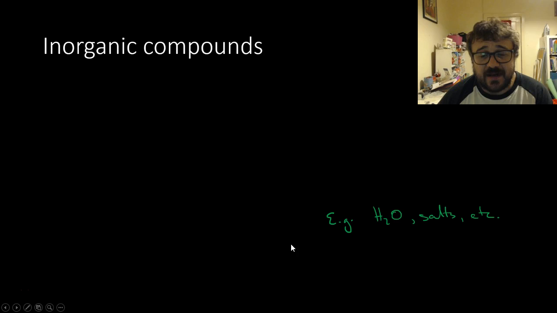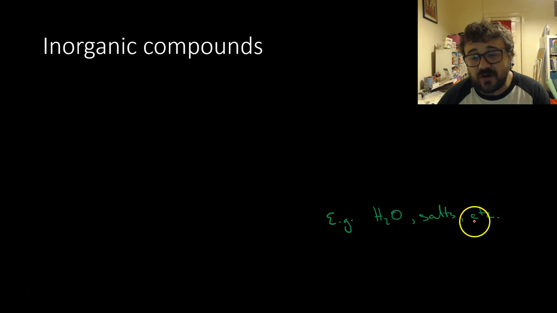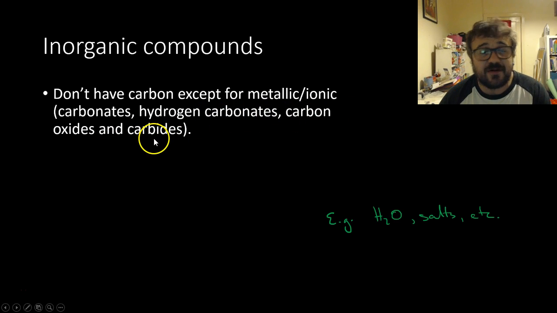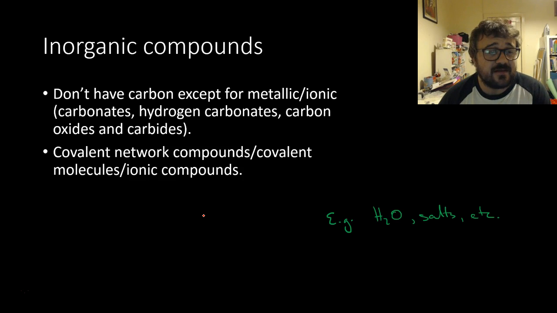Let's have a look at inorganic compounds. Now, some examples are water, salt. These are the important ones for living organisms, and there are a bunch of others too. So they don't have carbon, except for metallic ionic bonds in the carbon. They can have carbonates, hydrogen carbonates, carbon oxides, and carbides. So they do have carbon, but it's not necessarily a carbon backbone like we have in most organics.